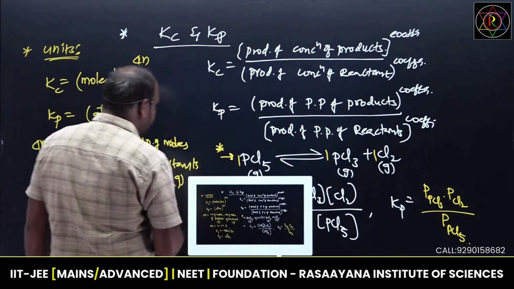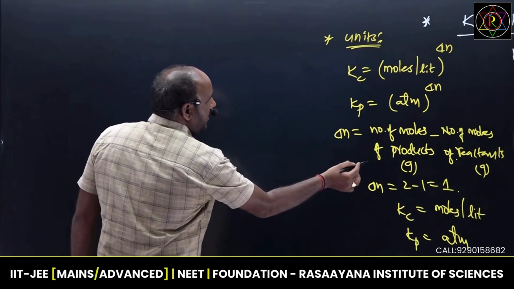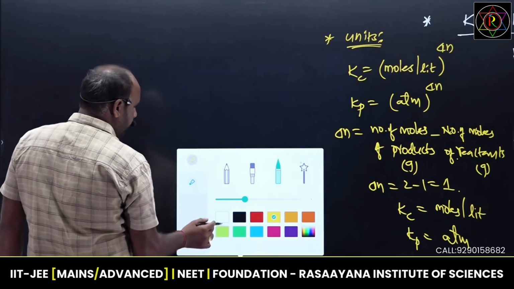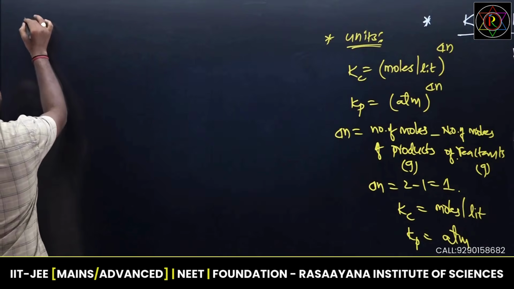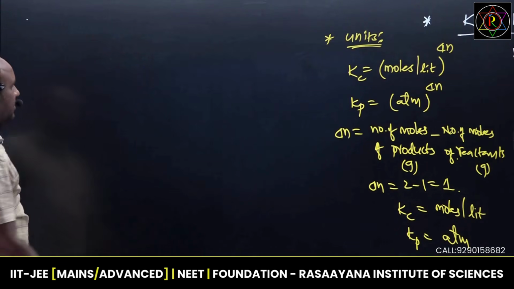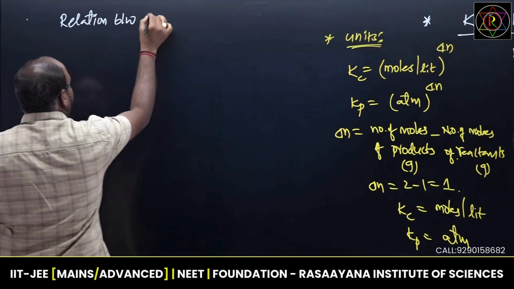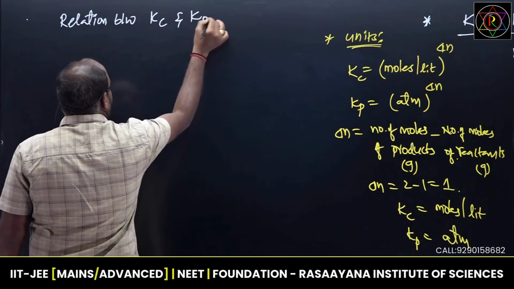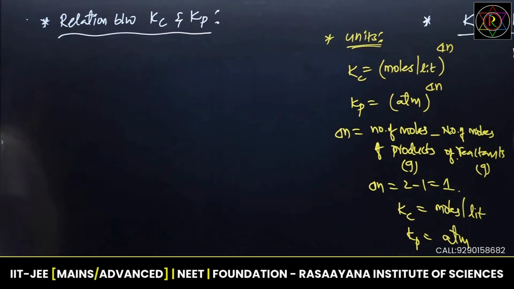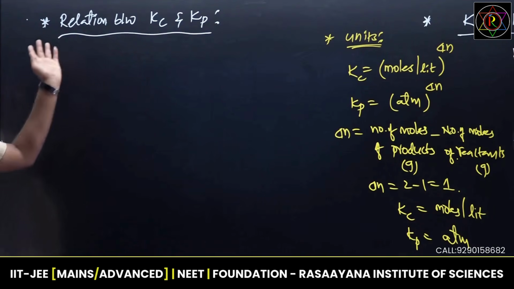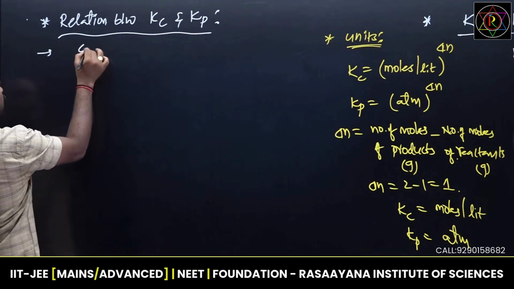Now we will get the relation between Kp and Kc. This is most important, and we get questions from this area. We have to apply the relation between Kp and Kc to various reactions. We should either remember that relation directly, or else prove it. First we have to prove it, and then later remember the relation between Kc and Kp. So now consider a reaction.